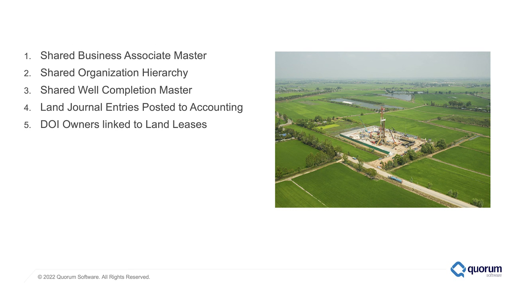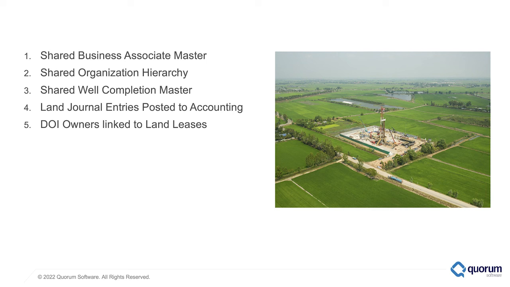In summary, we talked about shared business associate master. We showed the shared organization hierarchy, how that can be established in accounting, in the eSuite master, and shared with land, and how land can use that for doing reporting and establishing the cost center for doing journal entries. We looked at the shared well completion master. We looked at land journal entries and how they cross-reference to the GL accounts for posting transactions that will be linked over and posted into Quorum Accounting.